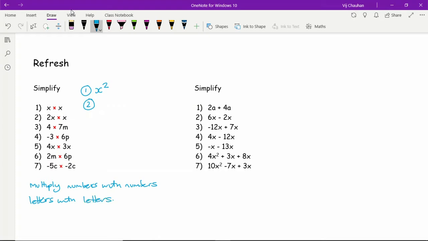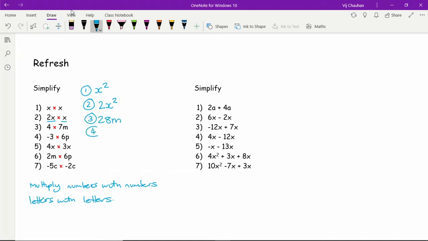So with question 2, here we've got 2 in the first term, and we've got no number in the second, because we've actually got 1x. So 2 times 1 is 2, and then x times x is x squared. If you take your thinking exactly like that, by taking it slow, you'll find this is relatively simple. With question 3, here we've got just a number in the first term, and in the second term we've got a number and a letter. So we can only multiply numbers with numbers, so 4 times 7 is 28, and I've got m times no letter, so I've just got an m.